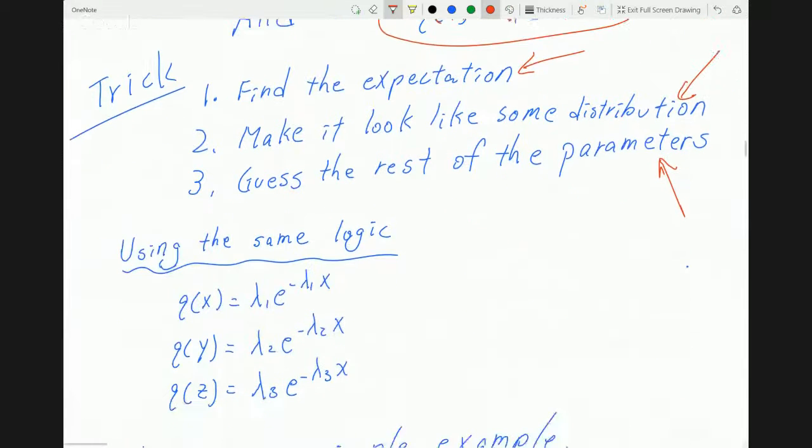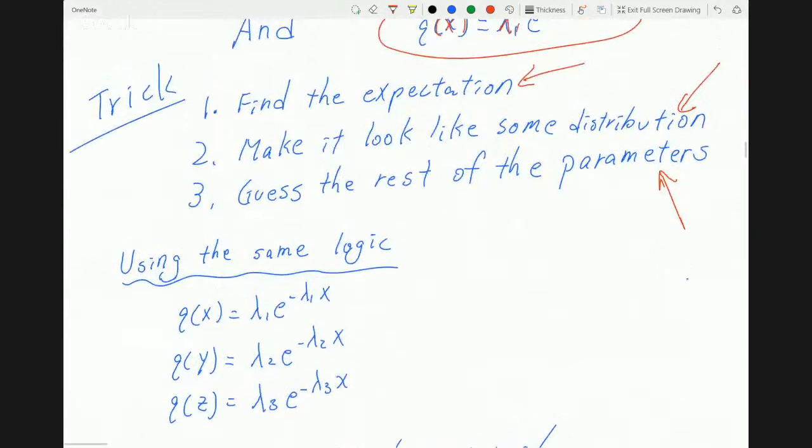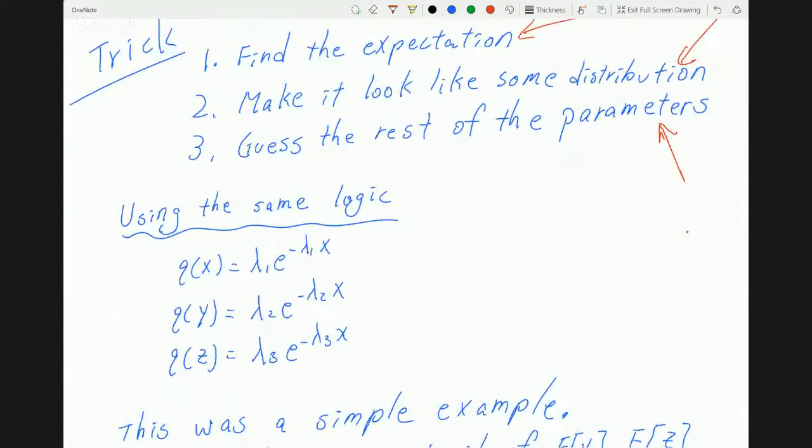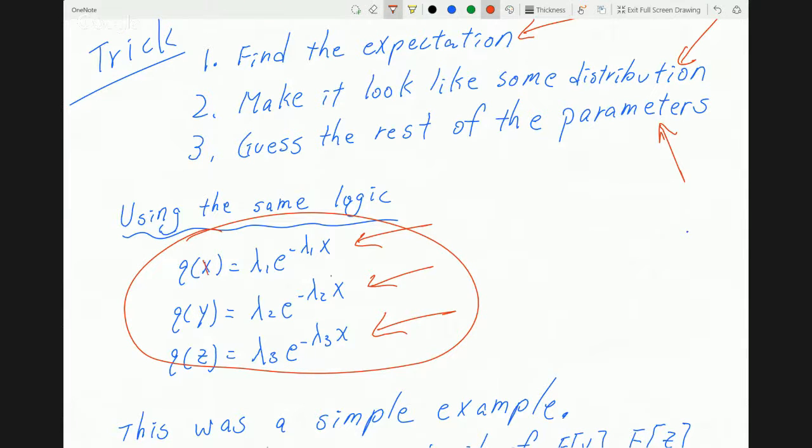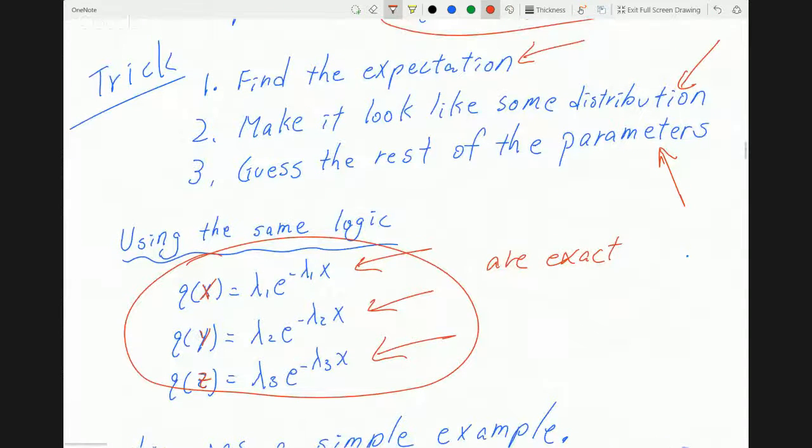There will be times that that might not work, and I'll show you how to deal with that. Okay, of course, if you use the same logic, you'll end up getting these three probability distributions, q of x, q of y, q of z, and they actually are exact results. Even though it's supposed to be an approximation, this one happens to give you a perfect approximation.